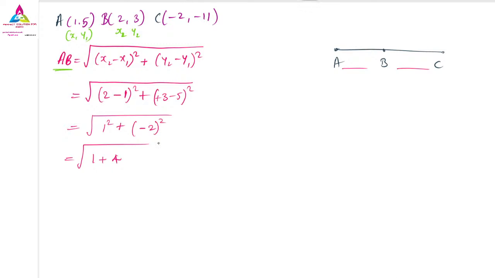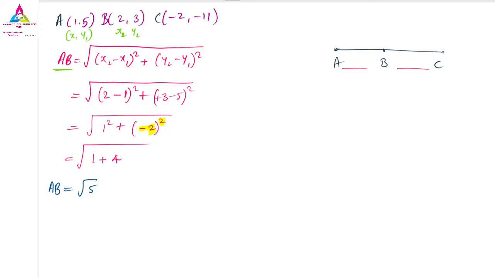we have to take for negative also and the positive number also. So what will happen? The plus 4 it will be. So 1 plus 4 is how much? 5. So root 5 is the value of that AB.